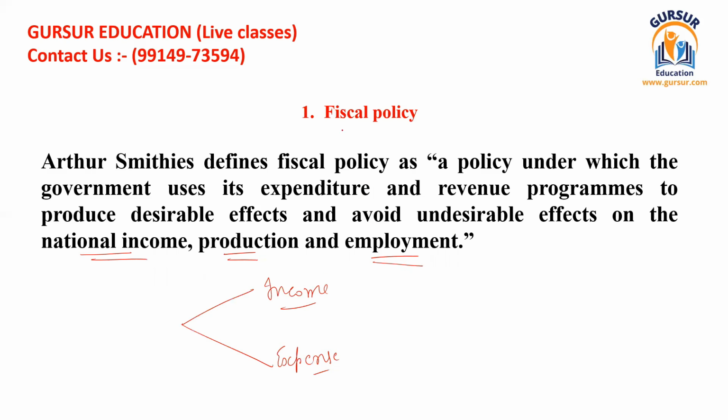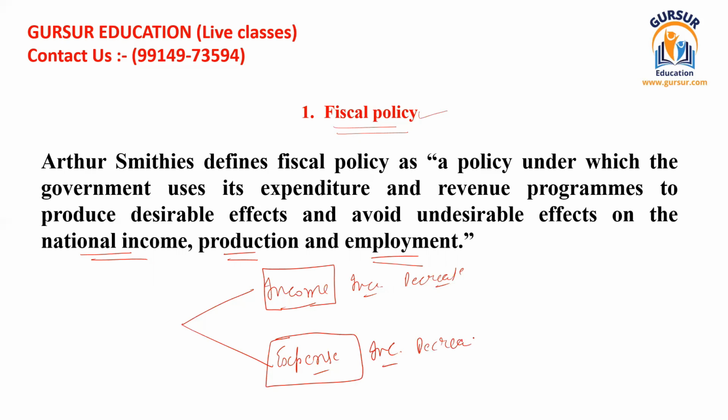What does the government do? The government brings about the fiscal policy. And in the fiscal policy, what does the government actually do? It just manipulates its income or its expenses. Sometimes it tries to increase its income, sometimes it tries to decrease its income, sometimes it tries to increase its expenditures, and sometimes it tries to decrease its expenditure. So these are the measures which the government adopts so that it can bring about the desirable situation of national income, production, and employment.